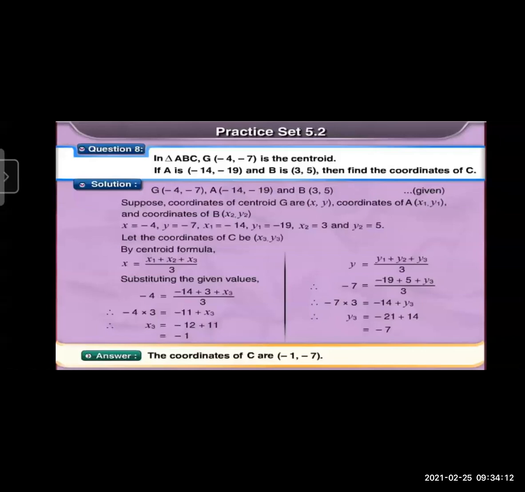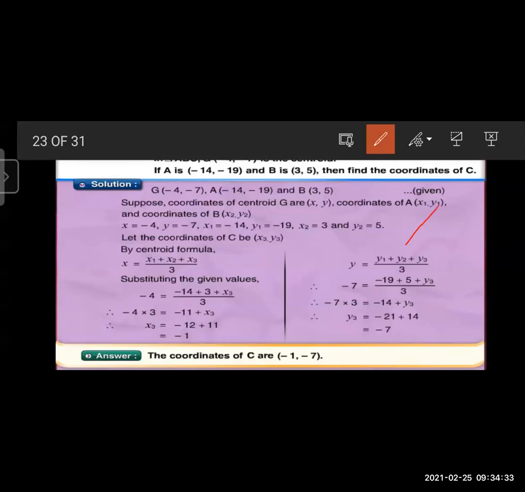Now next question. In triangle ABC, G means centroid and its coordinate is minus 5, 7. If A is minus 14, minus 19 and B is 3, 5, then find the coordinates of C. So here first we draw the triangle, with points A, B and C. You have to write down the coordinates. A is given, minus 14, minus 19. B is given, 3, 5.